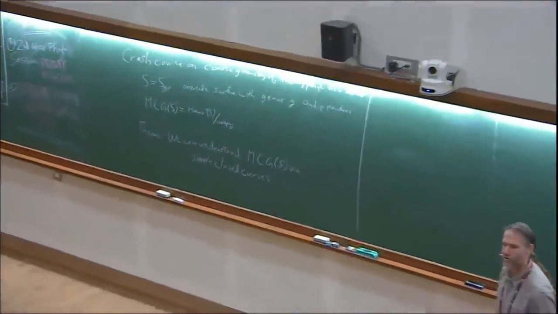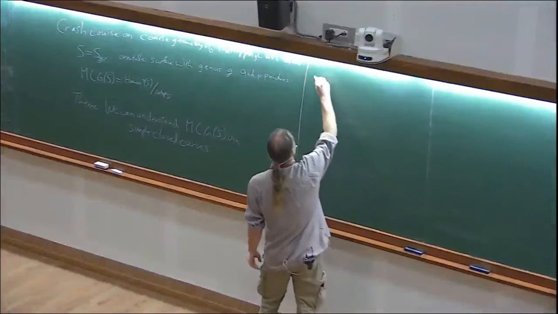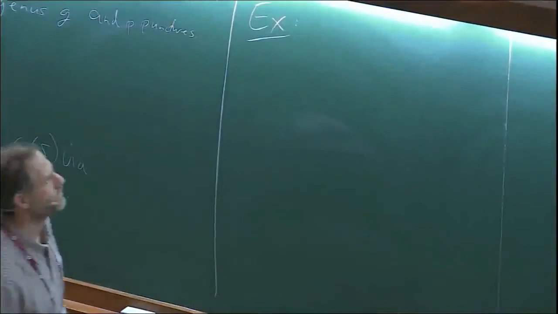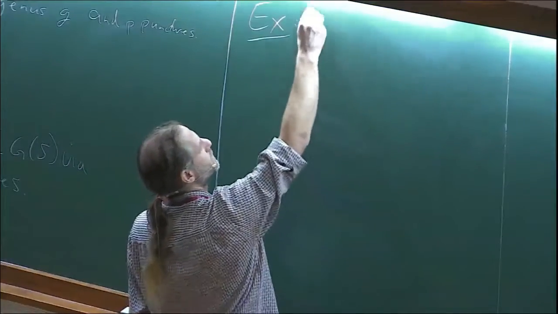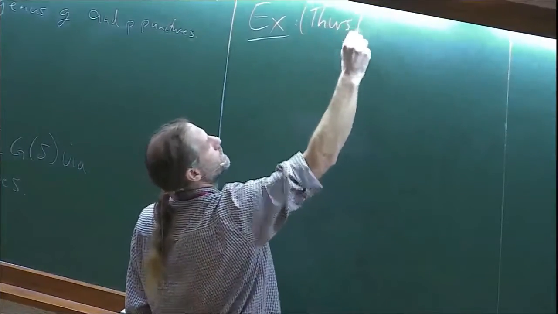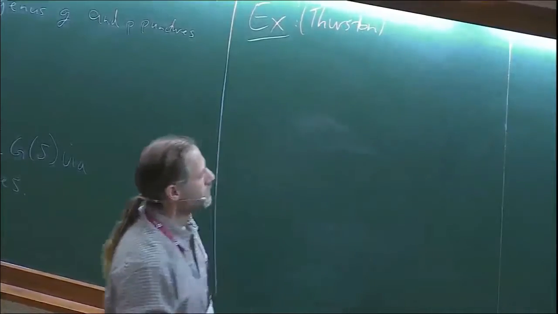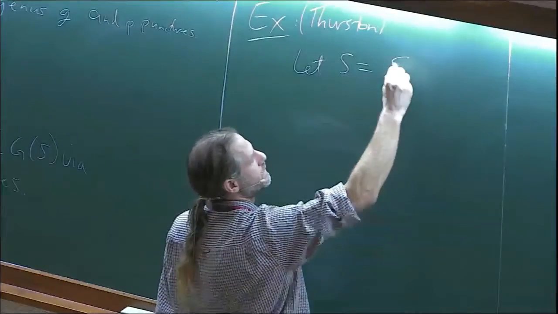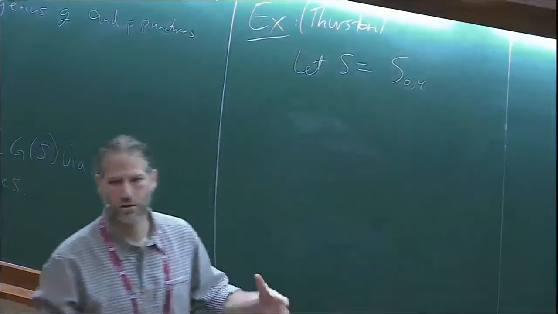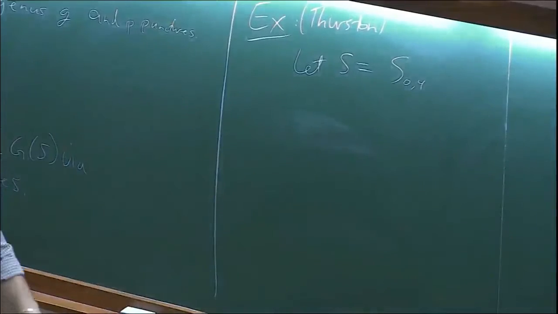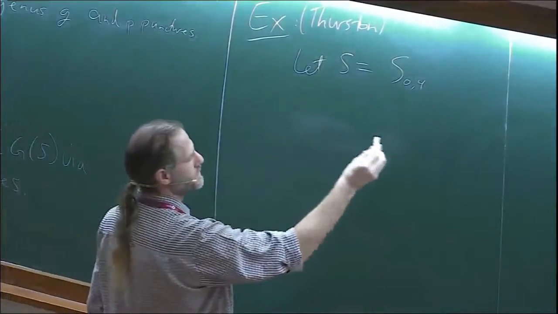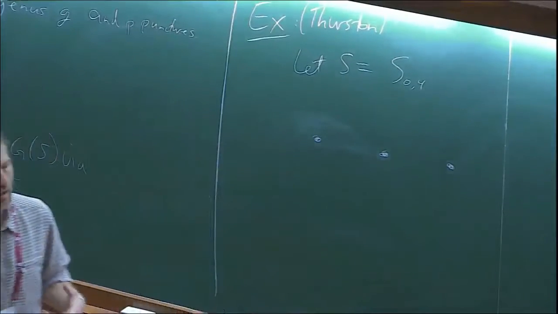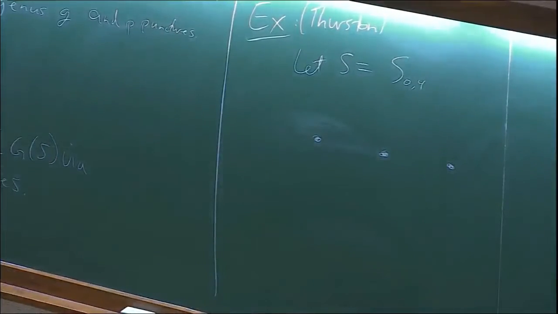So let's start with just a very simple example. This is an example that was what led Thurston to sort of his theory of mapping class groups, or it was certainly one of his motivators, so I'll call this Thurston's example. And let's take a simple surface. Let's let S be the four punctured sphere. So we'll just think of this as the plane minus 3 points. And here are 3 points.